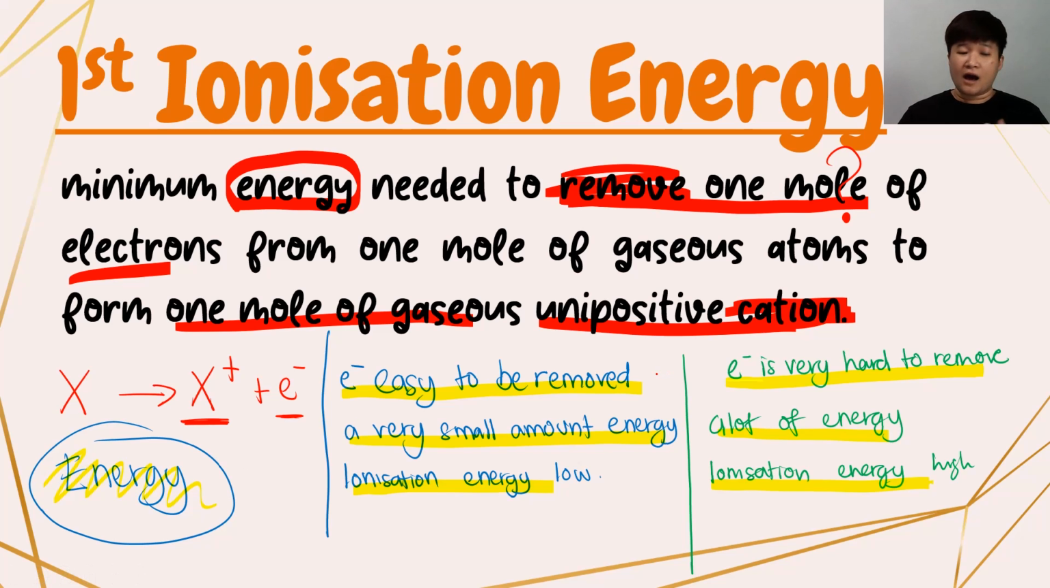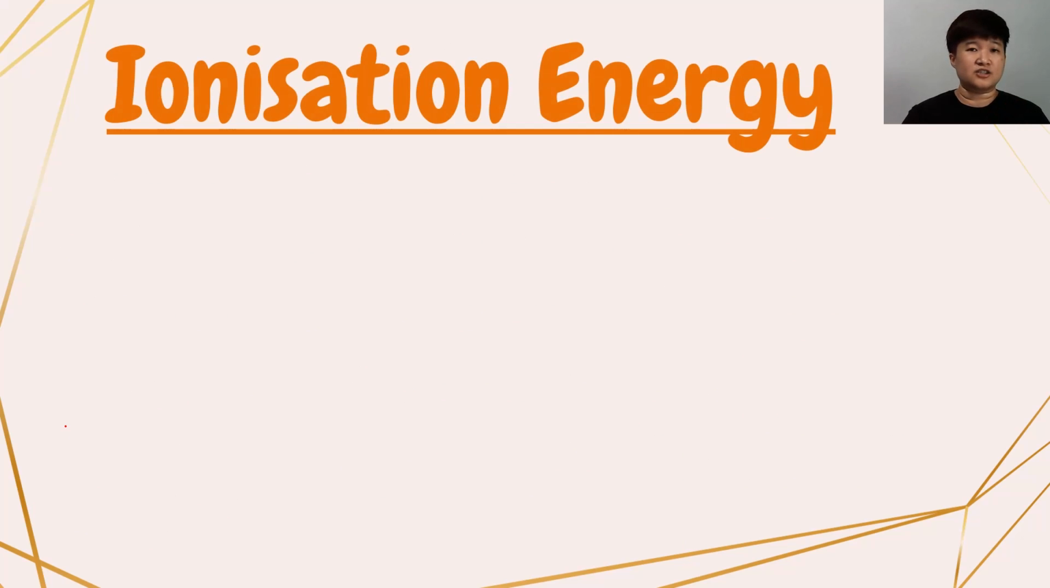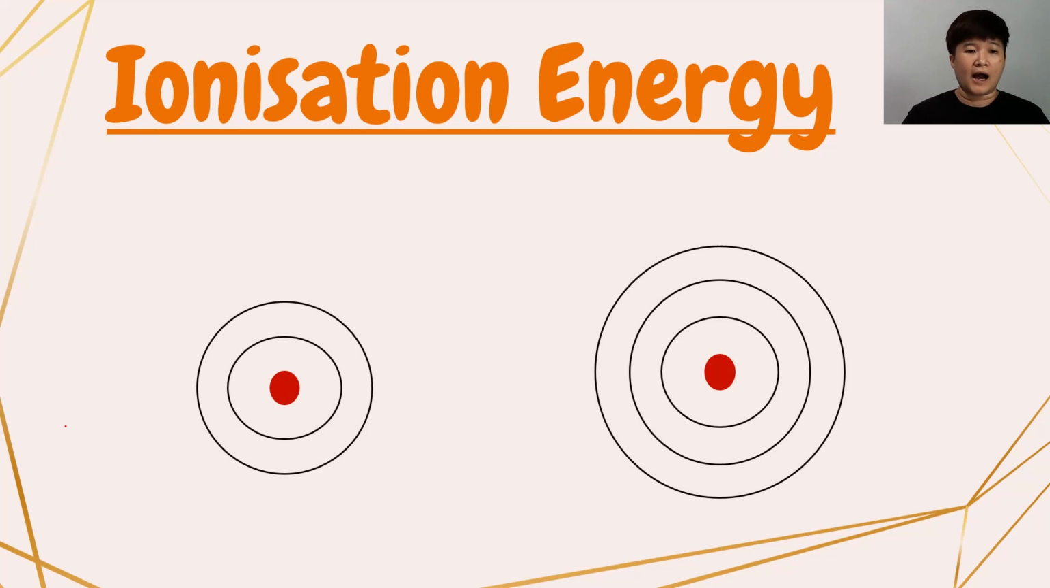Next, how do I know whether the electron can be easily removed or whether the electron requires a lot of energy to remove? Like electronegativity, ionization energy is also highly affected by size. Size of what? Your atomic size. So let's see what happens when it's big and what happens when it's small.